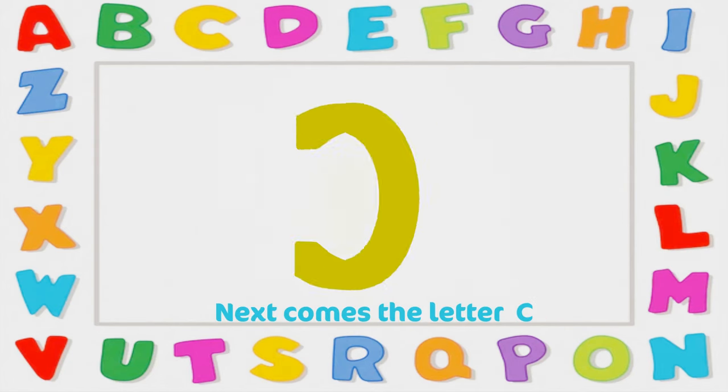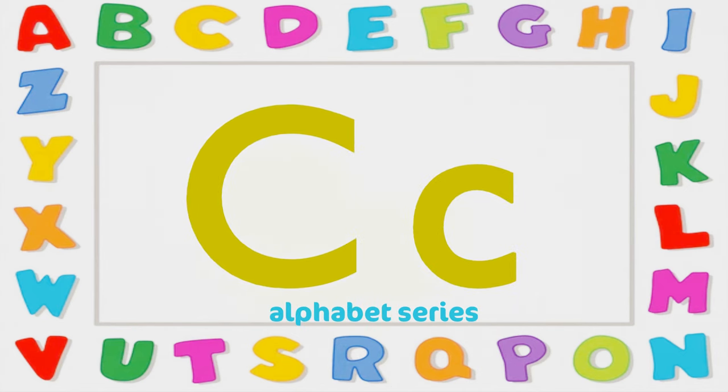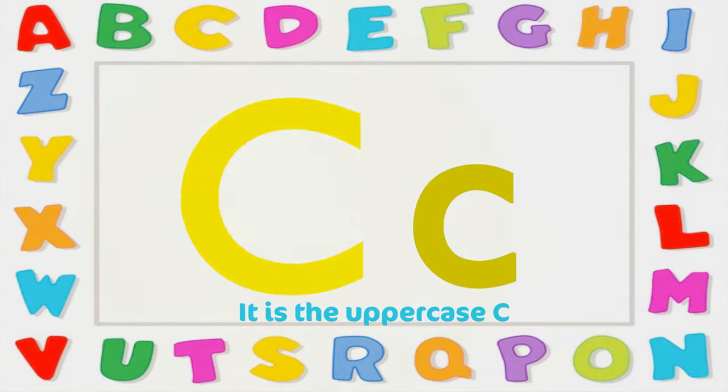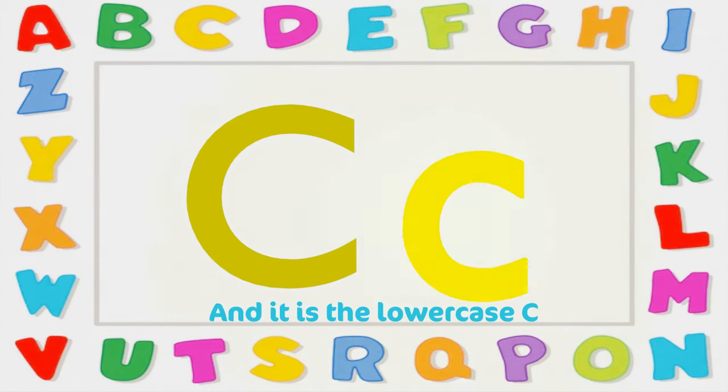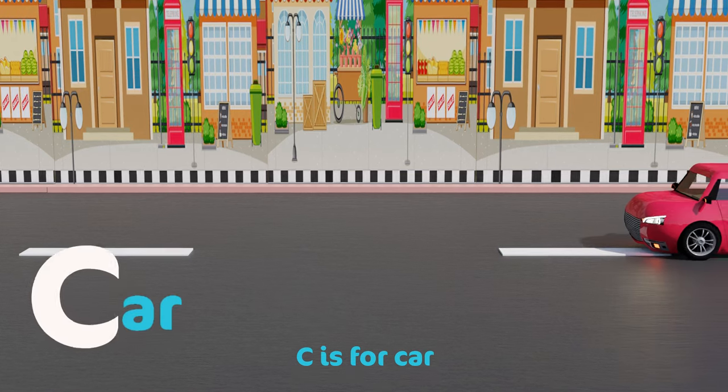Next comes the letter C. C is the third letter of the alphabet series. It is the uppercase C, and it is the lowercase c. C is for car.